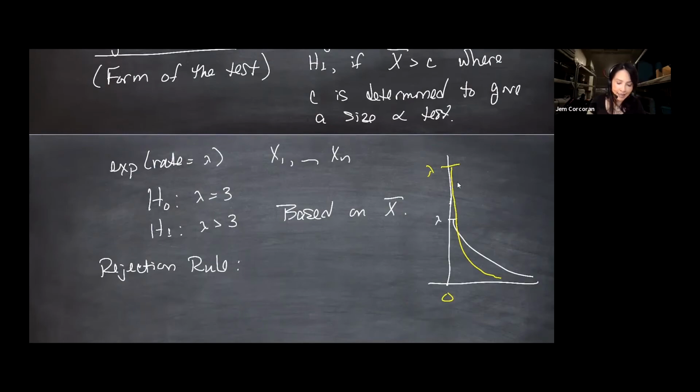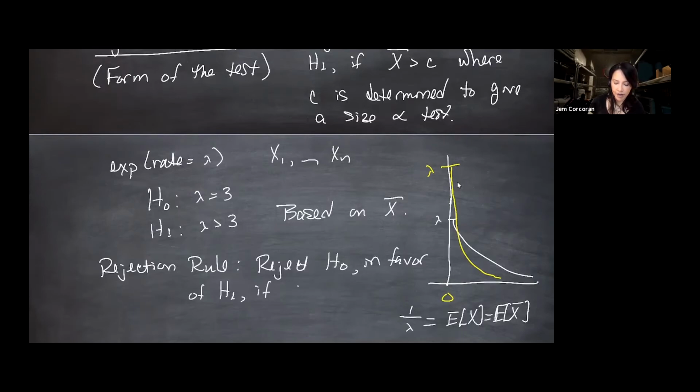But another way to see this is, we know that the expected value of X bar, sorry, I can't really fit that, is 1 over lambda. So larger lambdas mean smaller values coming out of the distribution. And so the rejection rule is going to be to reject the null hypothesis in favor of the alternative if X bar is actually small. Small meaning below some C, for some C to be determined.